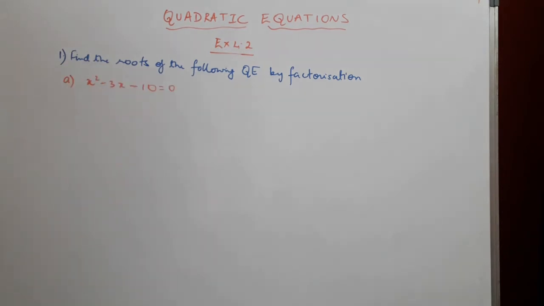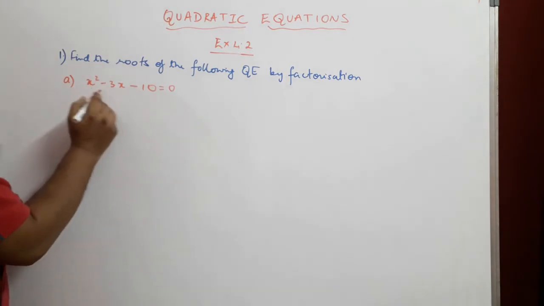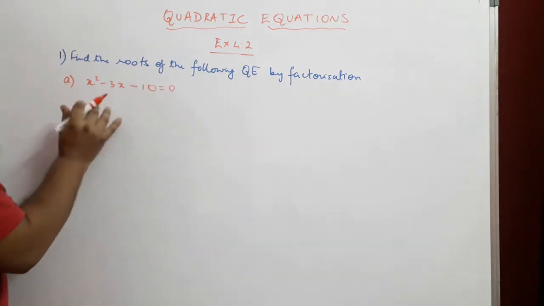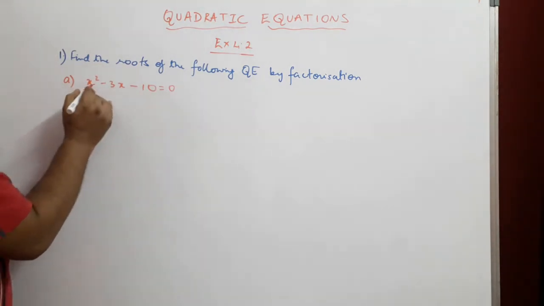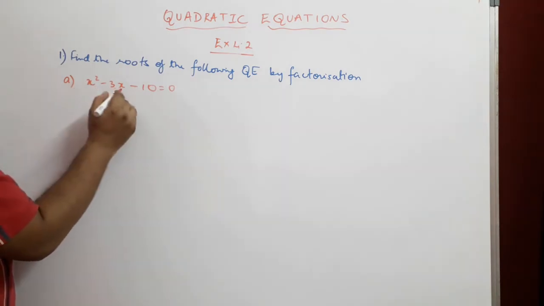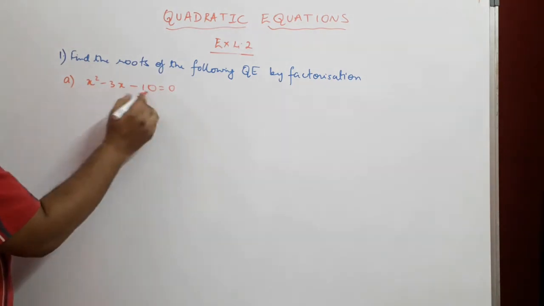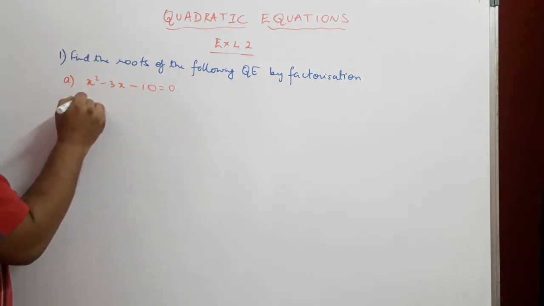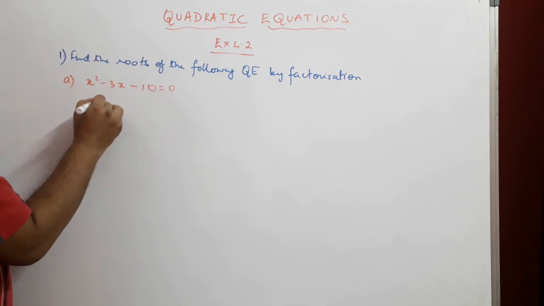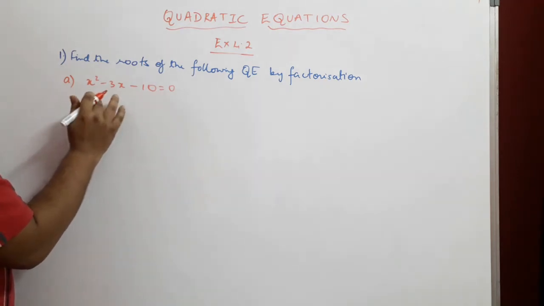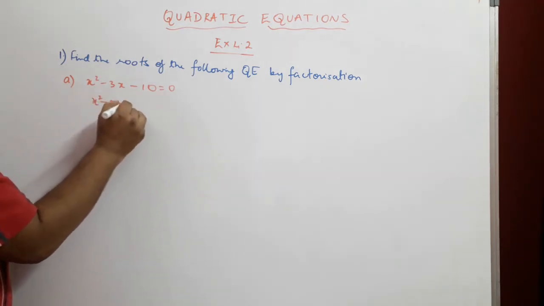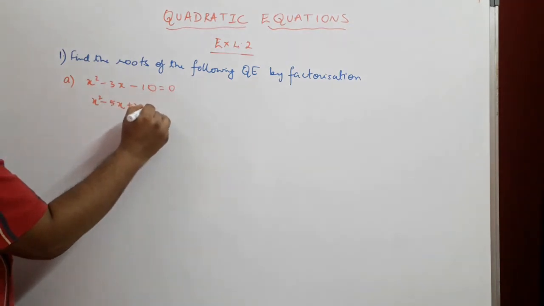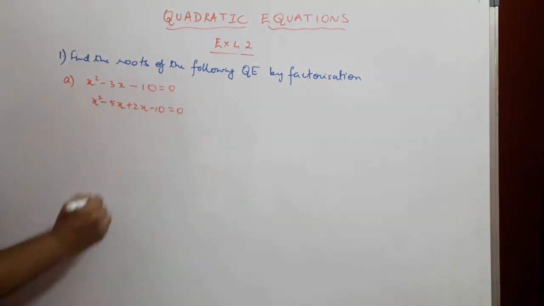First problem is x square minus 3x minus 10 equal to 0. To find this out, all we need to do is split the middle term. So what we'll get over here is x square minus 3x minus 10. So that is clearly 5 2s are 10, with 5 as the negative number. So over here we can write x square minus 5x plus 2x minus 10 equal to 0.